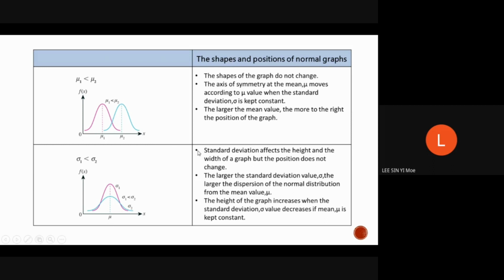The second graph, the standard deviation affects the height and the width of a graph, but the position does not change. So, the larger the standard deviation value, the larger the dispersion of the normal distribution from the mean value, and the height of the graph increases when the standard deviation value decreases if the mean is kept constant.